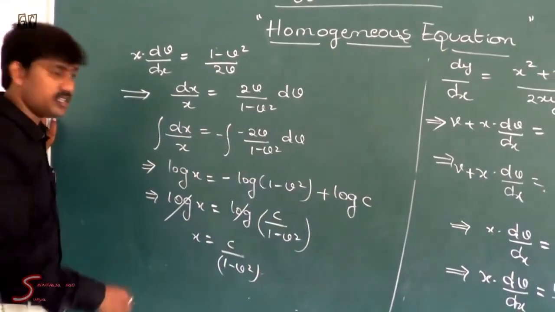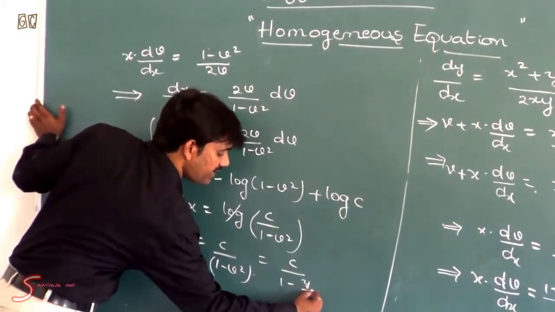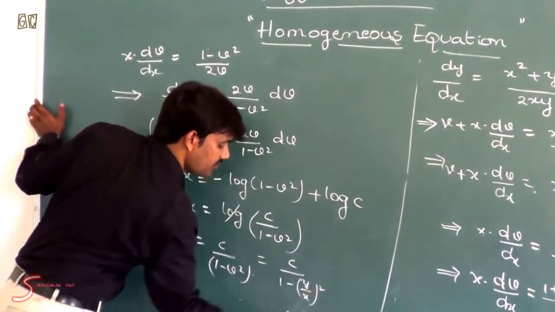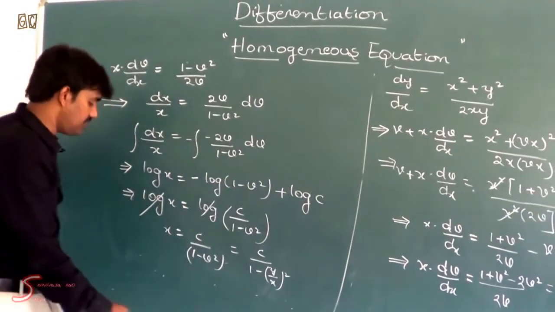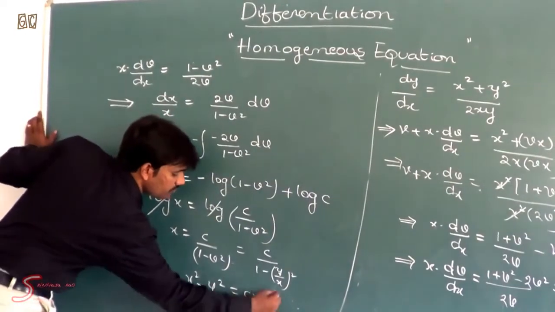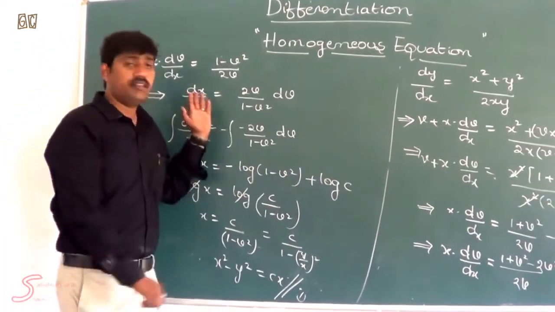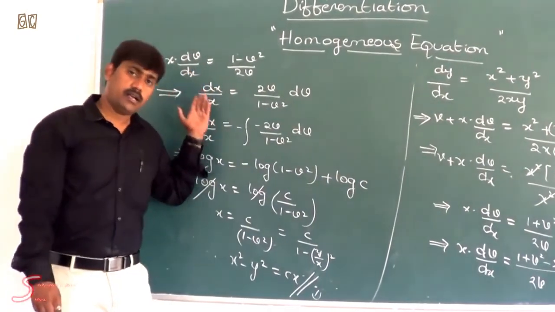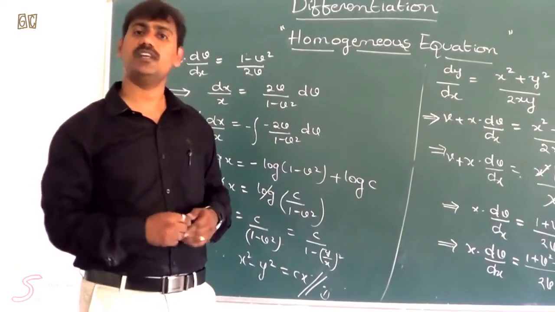But in the equation, the value of v is (y by x) whole square, which implies after some simplification we will get x square minus y square equal to cx. And hence the given differential equation is in the form of homogeneous, and hence we got the solution.